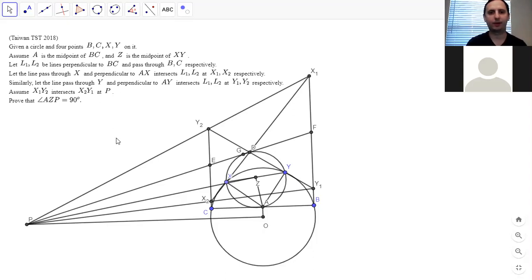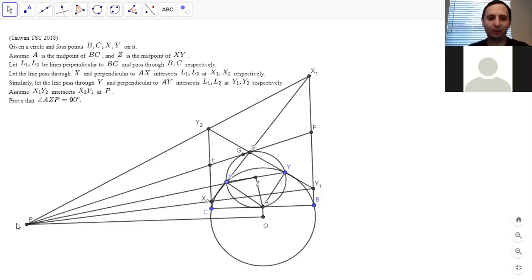We're again doing the Taiwan Team Selection Test. So basically we have a cyclic quadrilateral BCXY, and A is the midpoint of BC and Z is the midpoint of XY. And then we draw these two lines perpendicular to BC, and then we draw the perpendiculars to AX and AY, and they cut those two lines at X1 and X2 and Y1 and Y2. And then X1Y2 and X2Y1 intersect at P. And we want to show that angle PZA is 90 degrees. That's the problem.